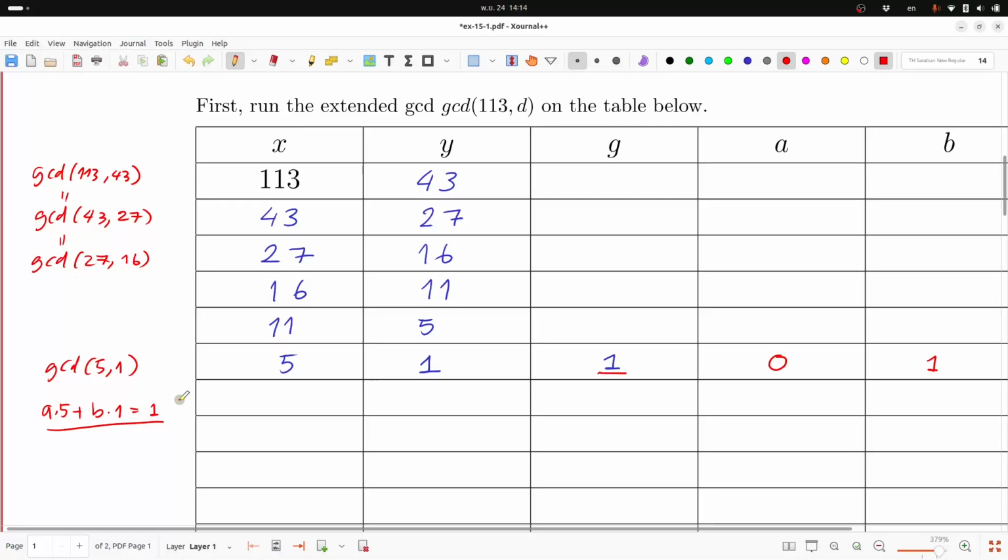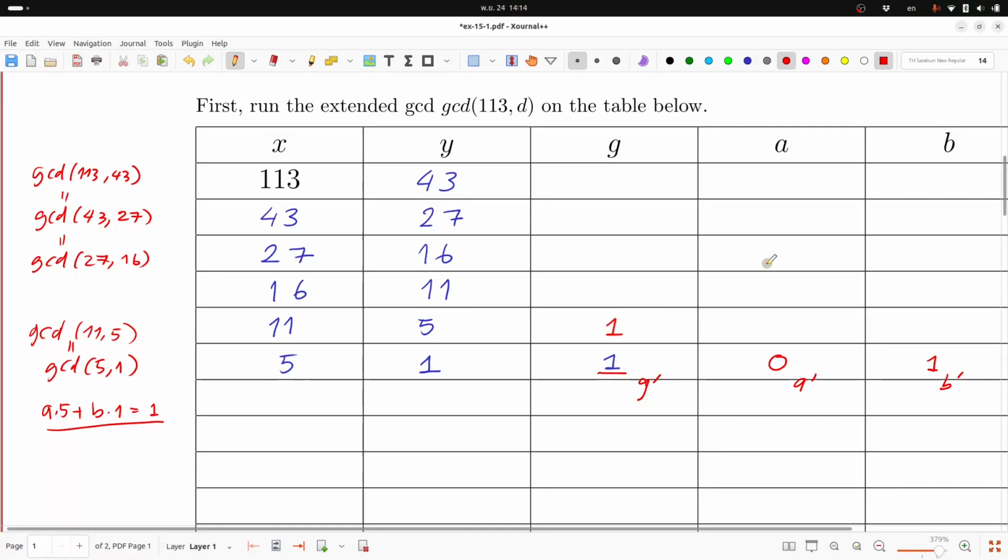Now, after the recursion returns, this recursive call, GCD of 11 and 5, calls GCD of 5 and 1, and it returns 1, 0, 1. Let me call this G prime, A prime and B prime, the values returned from the recursive call. But we can return G to be 1 directly because we know that the GCD is the same. So this should be 1.